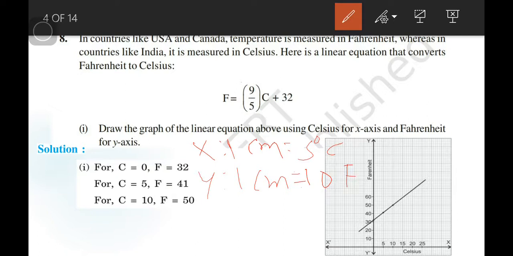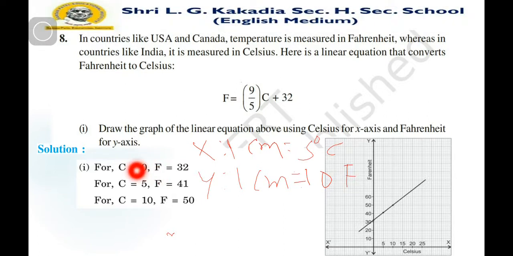Then you draw the line by putting these points. These are the coordinates: (0, 32), (5, 41) and (10, 50). These are the 3 coordinates that we represent on the graph. Then we find such a line as you can see here. So such a graph is drawn for the given equation.